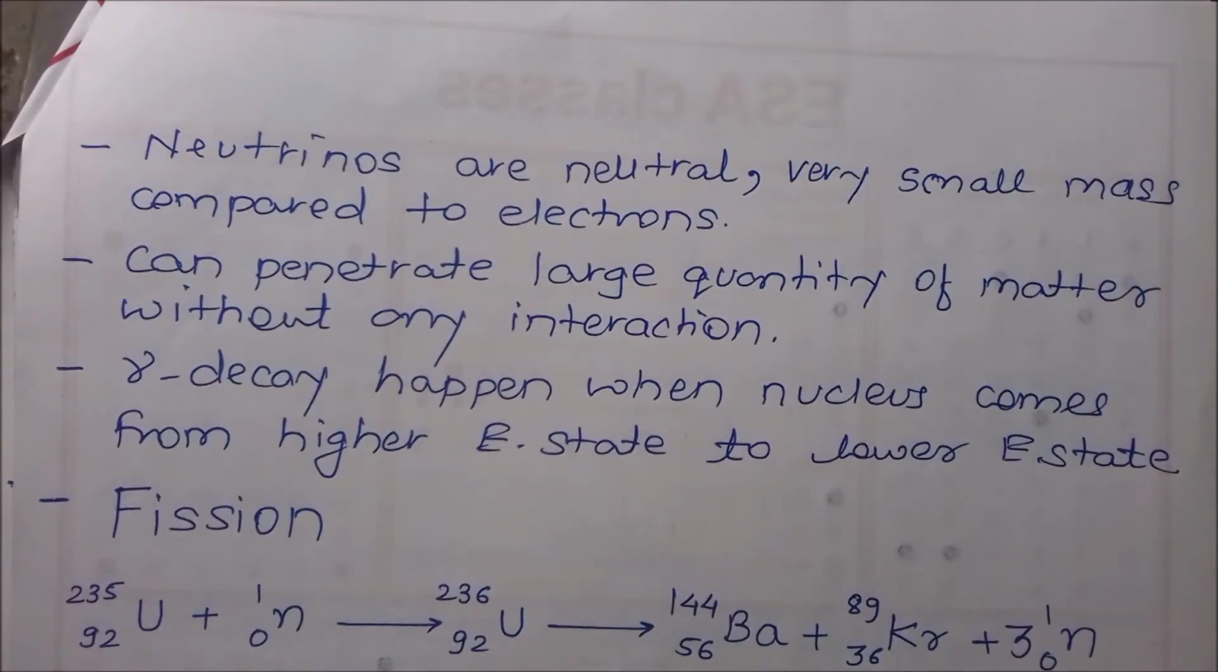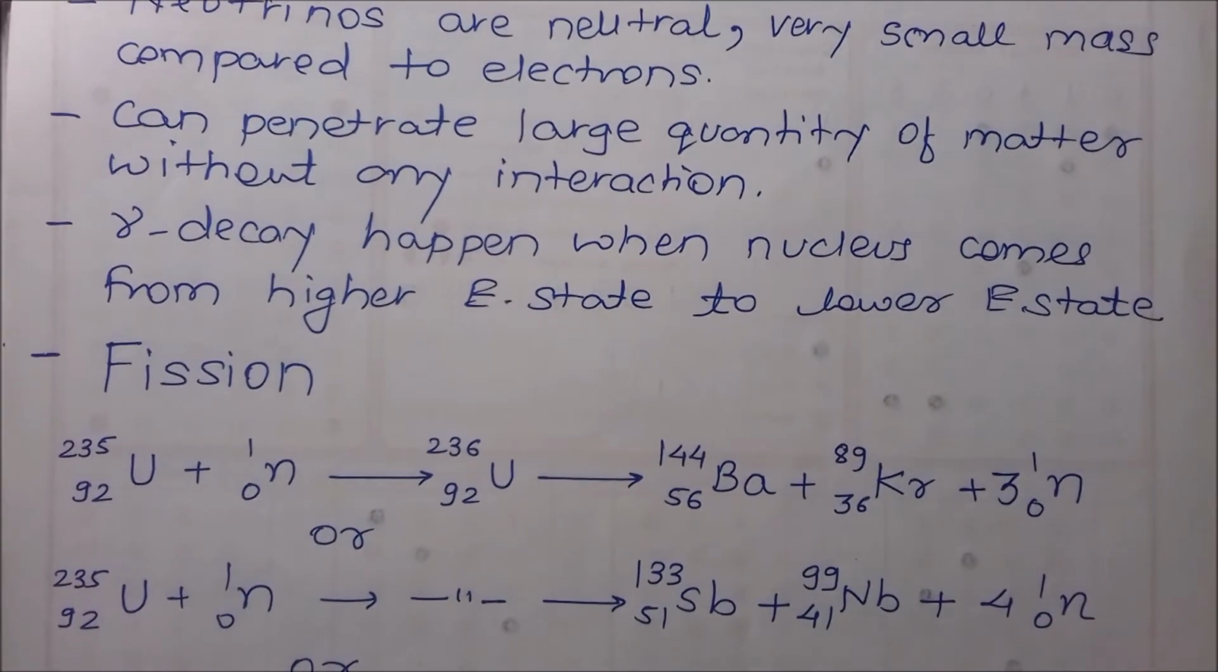Then neutrinos are neutral, with very small mass compared to electrons, or almost zero mass. They can penetrate large quantities of matter without any interaction. Gamma decay happens when a nucleus comes from a higher energy state to a lower energy state.